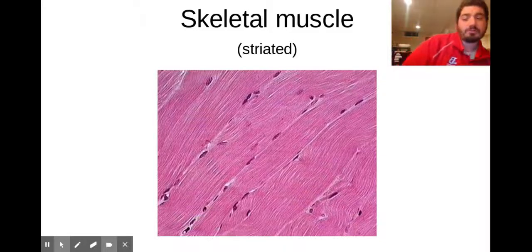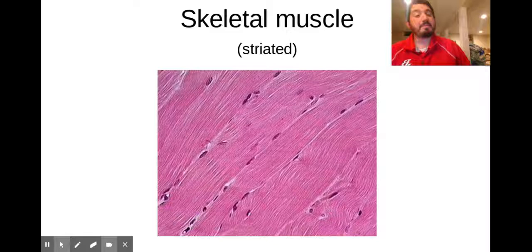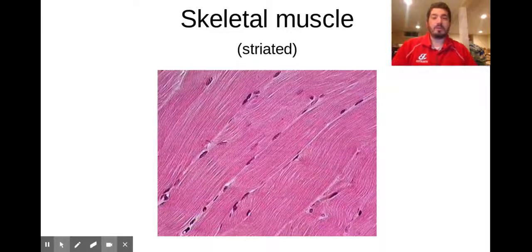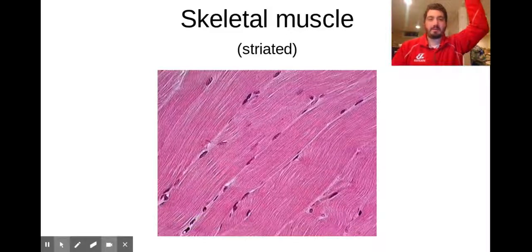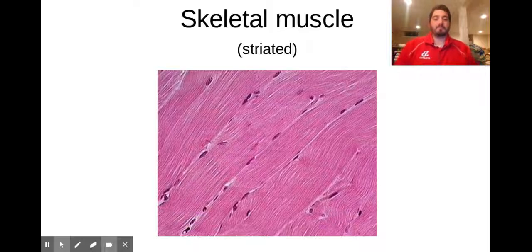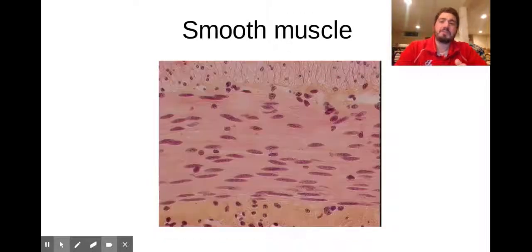And skeletal muscle is really cool because it's the one type of muscle tissue that we can control. I could say, raise my hand, lower my hand, stand up, sit down. So skeletal muscle we can control. All right. And smooth muscle is not as strong a muscle, and it's involuntary, right? We can't control it. And that's our third type of muscle tissue.